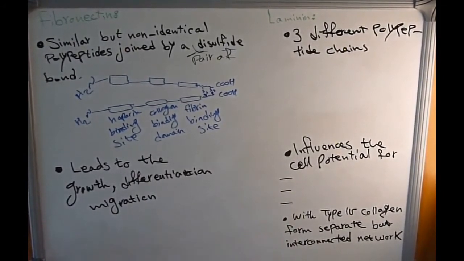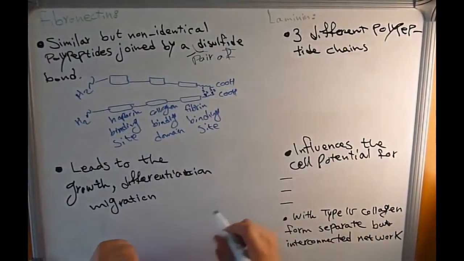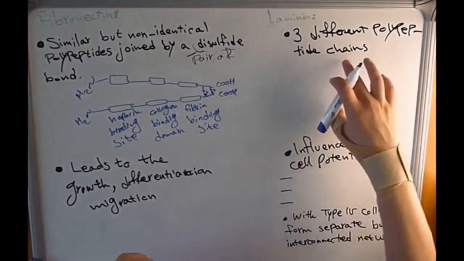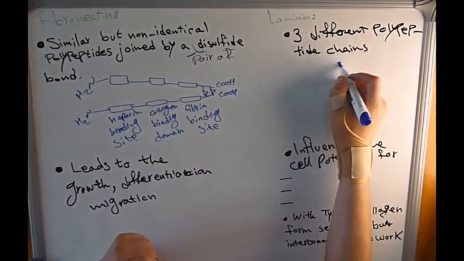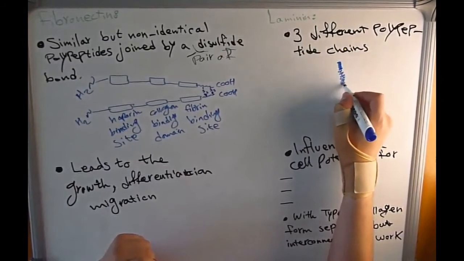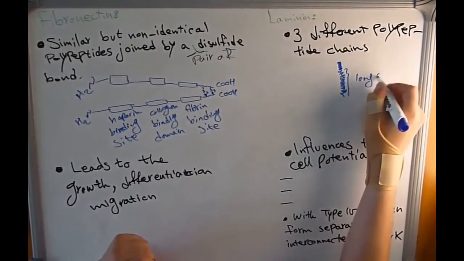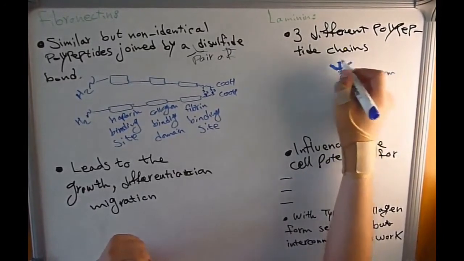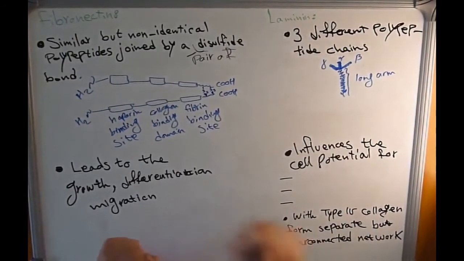Now let's talk about laminin. Laminin consists of 3 different polypeptide chains. It has 3 short arms and one long arm, as you can see here. Let's consider this the long arm and 3 short arms known as alpha, beta, and gamma.